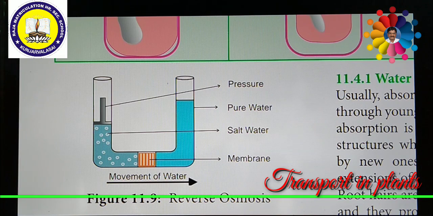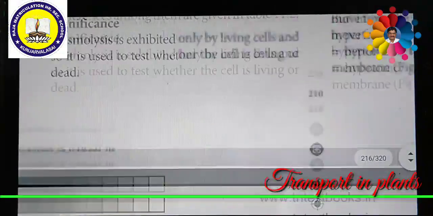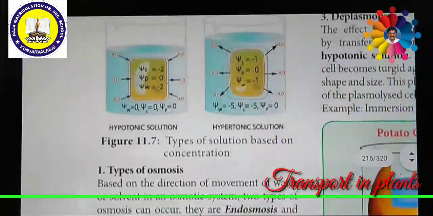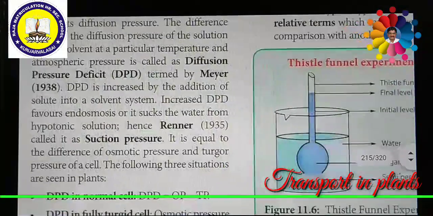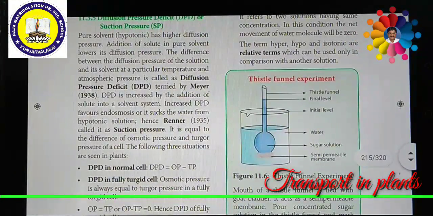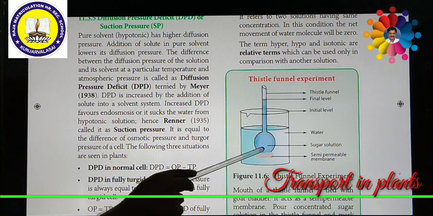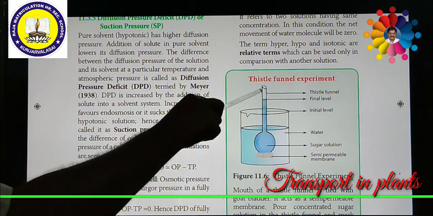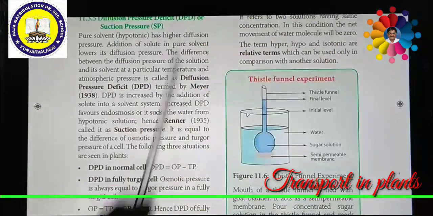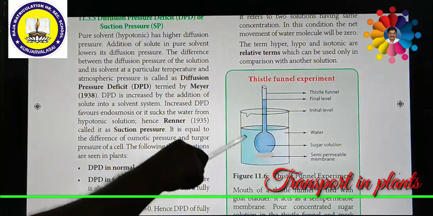Once again we shall come to the thistle funnel experiment. What is the thistle funnel experiment? The thistle funnel experiment helps us understand how osmosis takes place. For this experiment we can take a beaker containing water, a thistle funnel, and a semi-permeable membrane like goat bladder. First of all, we take a thistle funnel. At the tip of the thistle funnel, we tie a semi-permeable membrane like goat bladder. Pour some sugar solution into the thistle funnel, which should be kept inside a beaker containing pure water.